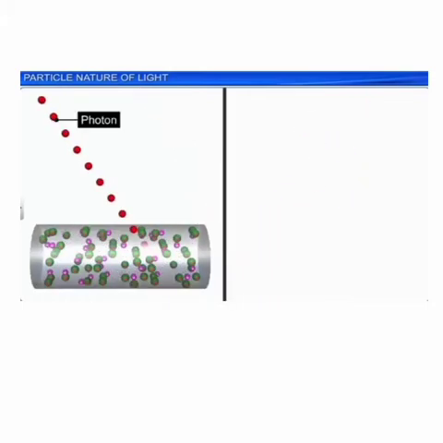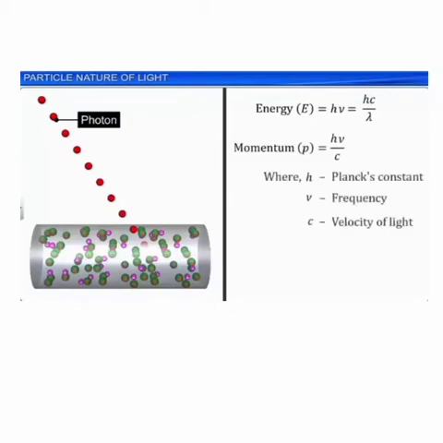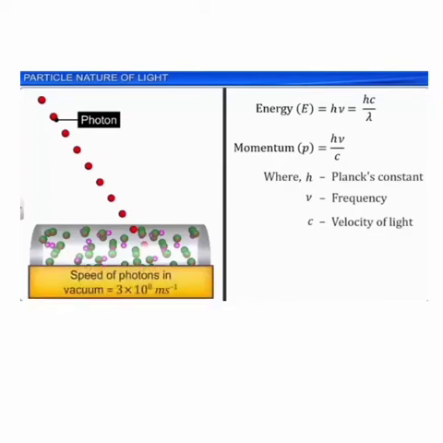Each photon has energy E equal to h nu. Since nu is equal to c by lambda, we have E equal to hc by lambda, where lambda is the wavelength of light used, and momentum p is equal to h nu divided by c. All photons travel with the same speed of 3 into 10 to the power of 8 meter per second through vacuum, irrespective of their frequencies.